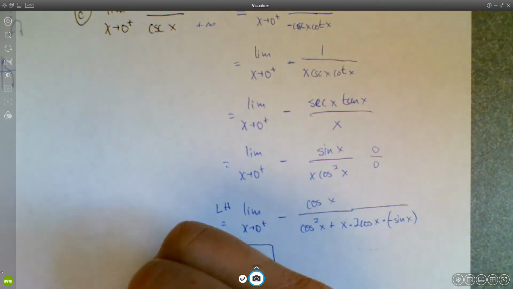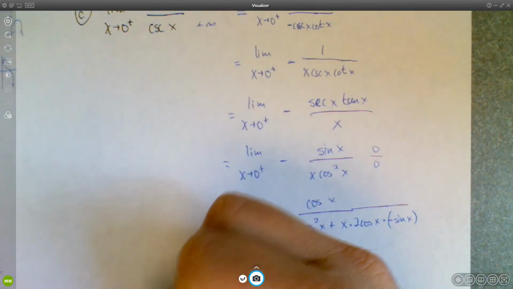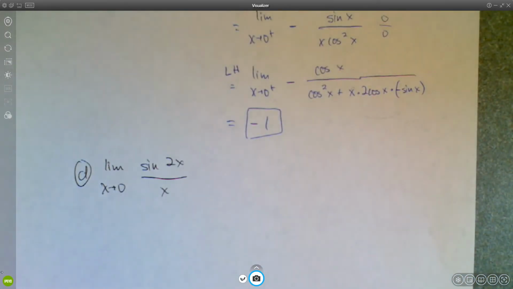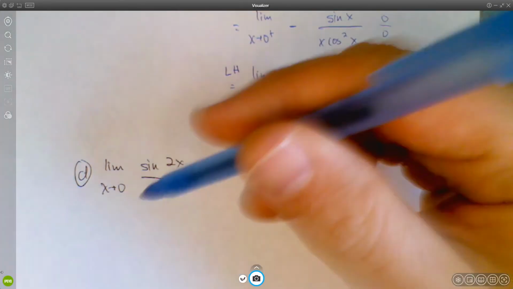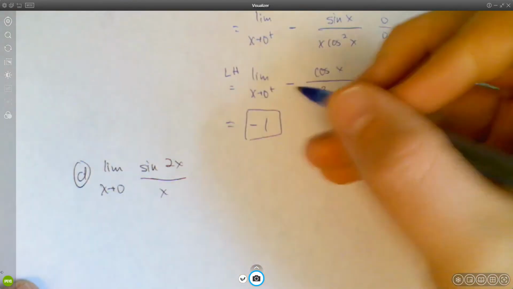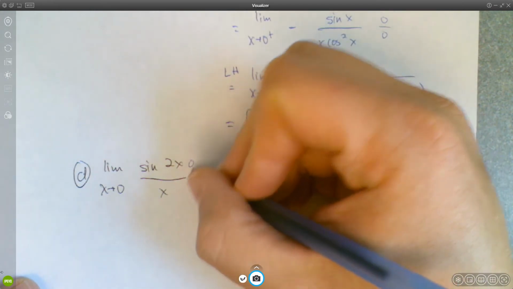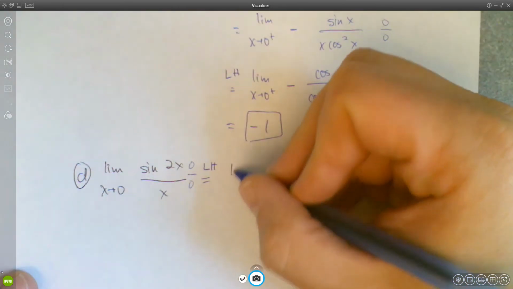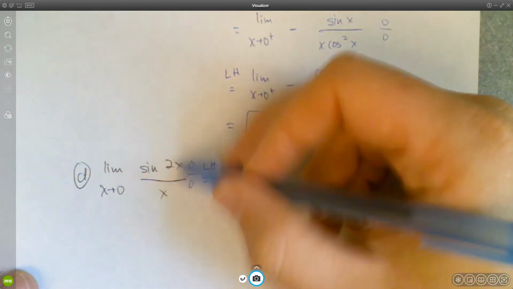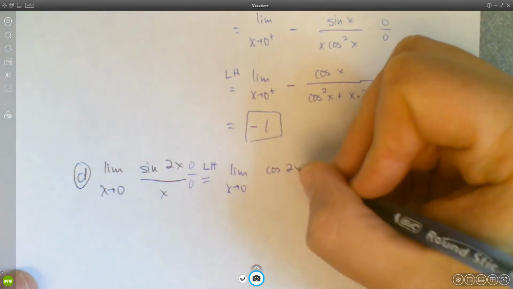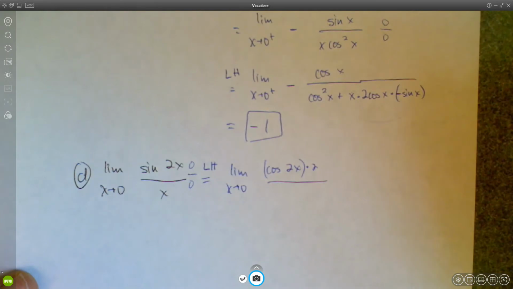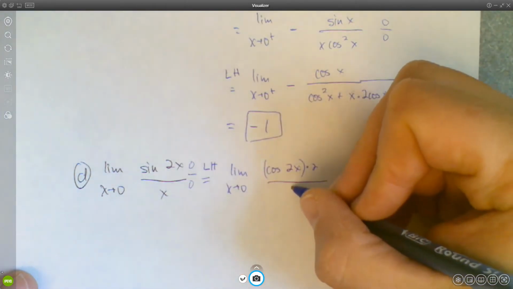Let's do limit as x approaches 0 of sine 2x over x. If I plug in 0, I'm just going to get 0 over 0. So I can apply L'Hopital's rule. So this is going to be equal to the limit as x approaches 0 of derivative of the top would be cosine 2x times 2. Right? So cosine 2x times 2, because of the chain rule. The derivative of the bottom would be just 1.